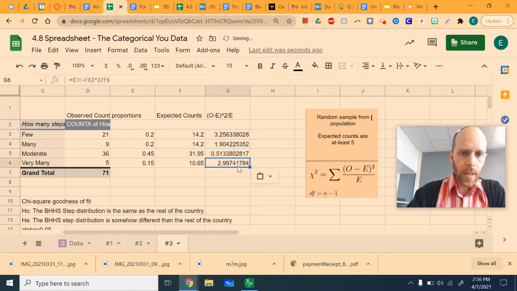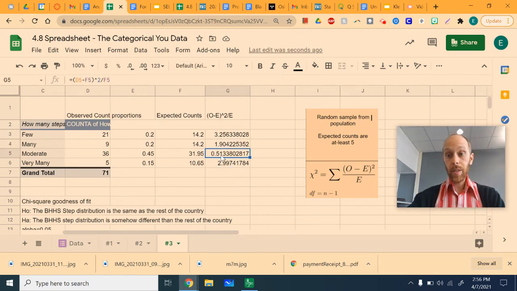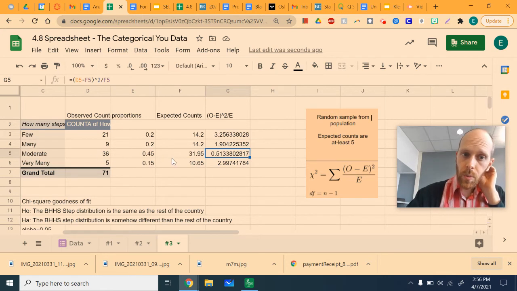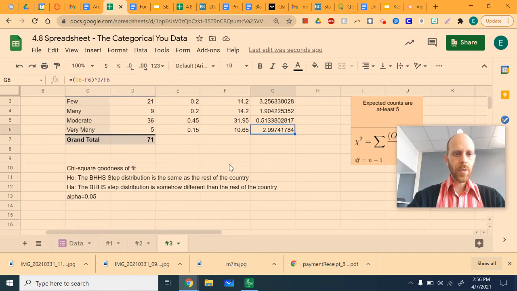And I always like to look at this and see where the big numbers are. So the biggest number here is the few. The second is the very many. The moderate is pretty small. What that means is that as far as the moderate goes, we're not differing from what you would expect very much. But with the few and the very many, we are more. Okay? So that's the data that we need.